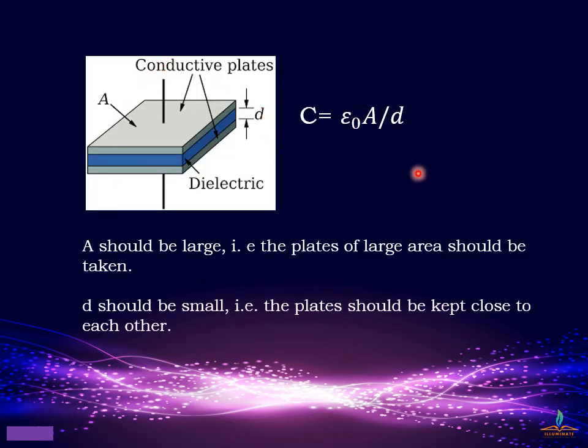When you derive this capacitance value, what are the two terms you have to take care of if you want high capacitance? First of all, your A should be very large and plates of large area should be taken. D should be very small and the plates should be kept very close to each other. These two properties you have to take care of if you are interested in getting a high capacitance value.